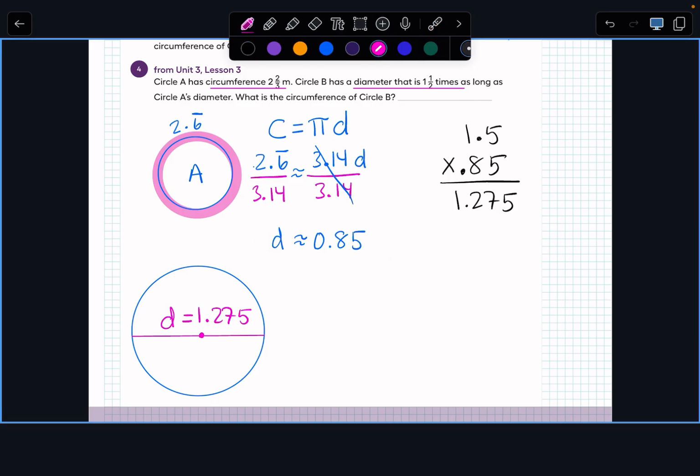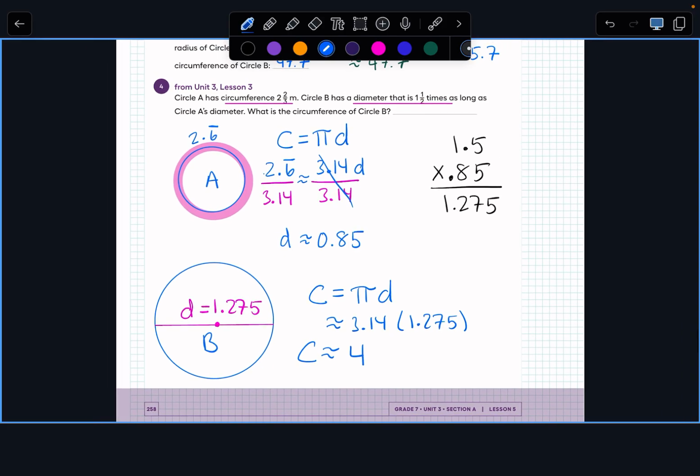So now what we have to do is calculate, and this was circle B. So now we have C equals pi d. We're going to run the formula. I have 3.14 times 1.275. And when you punch that in your calculator, I get C to be approximately 4 meters. Okay, C is approximately 4 meters. I'm just going to box it right there. That's the final answer right there.